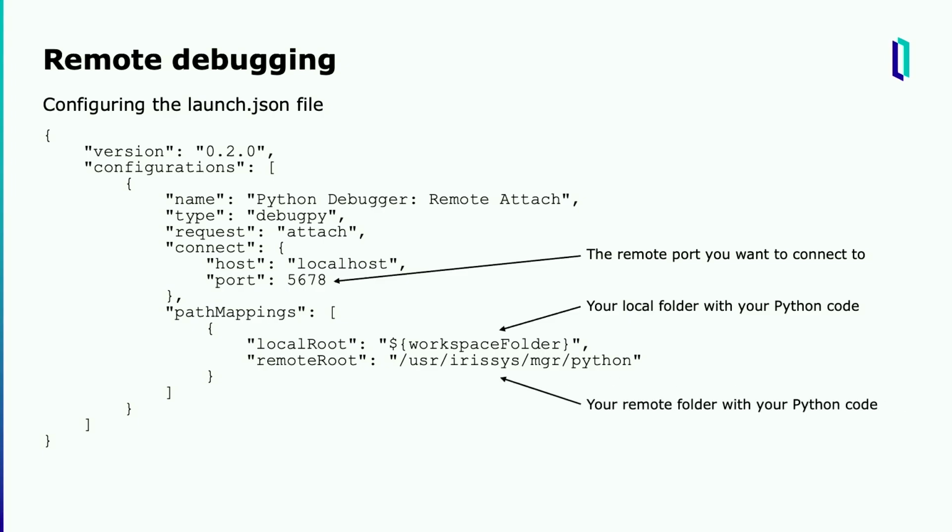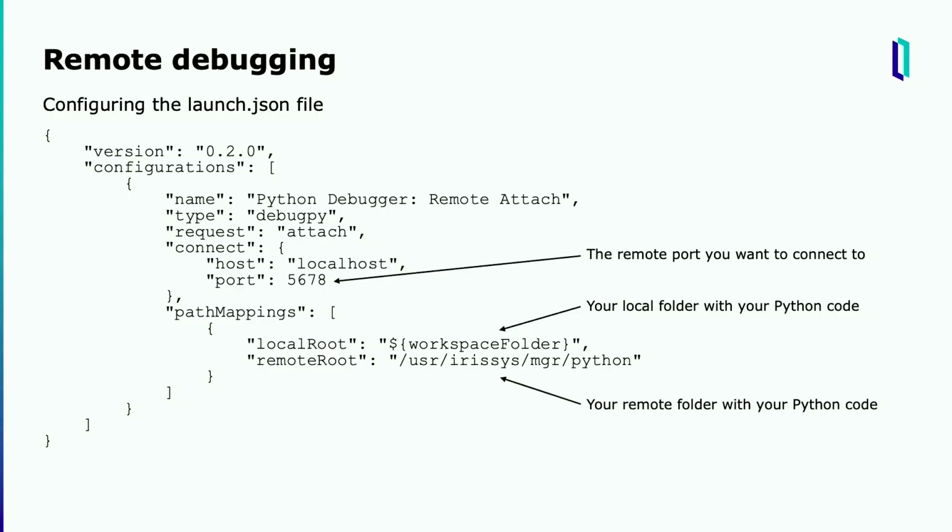The first directory is the directory which contains the files that you're about to debug on your local file system, while the second path is containing the folder on the remote machine, which holds the source code that you're debugging.